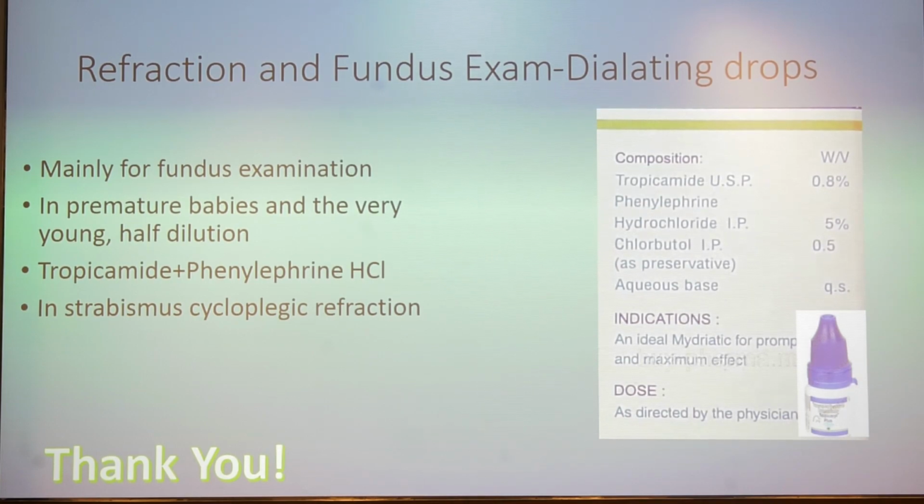So, of course, the fundus examination in premature babies, we have to dilute, half dilution of the usual adult dosage of tropicamide, phenylephrine hydrochloride is used. And in a strabismus, we may have to do cycloplegic refraction in older children. I mean infants, but older infants.